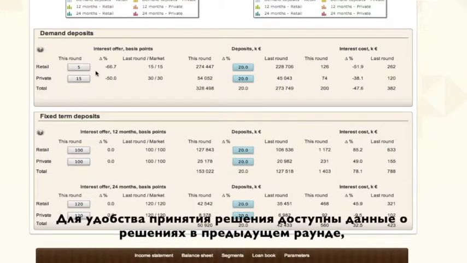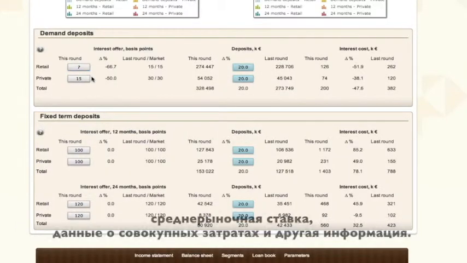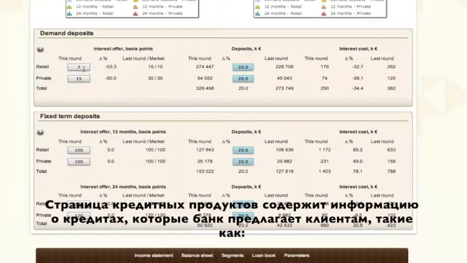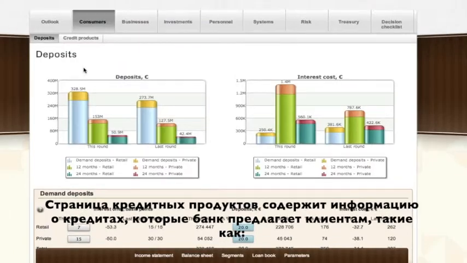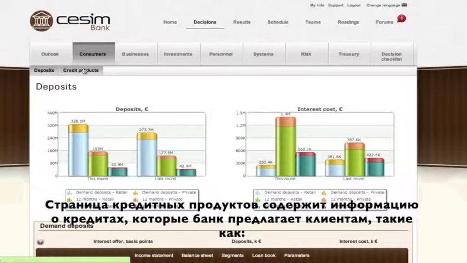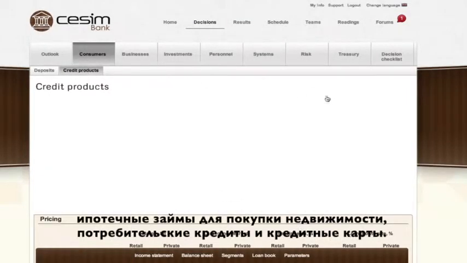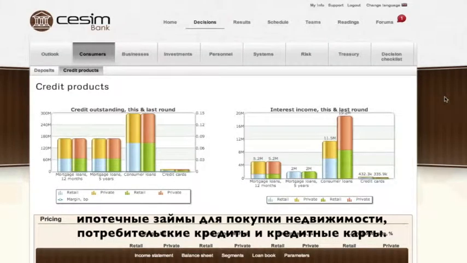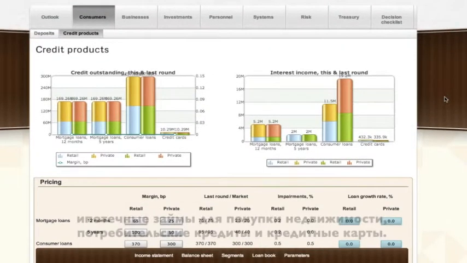For the ease of decision-making, previous round decisions, market averages, total deposit and interest cost amounts for current and previous rounds are provided. The credit products page covers the multitude of loan products the bank offers to its customer base through its sales channels such as mortgages for house purchases, consumer loans, and credit cards.